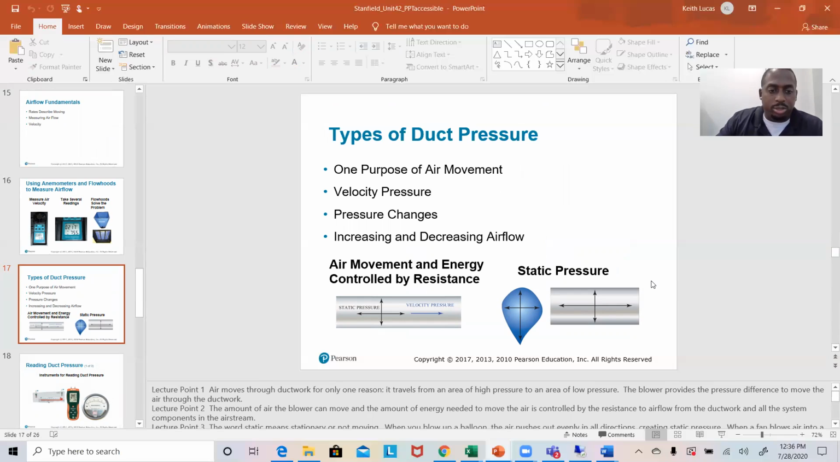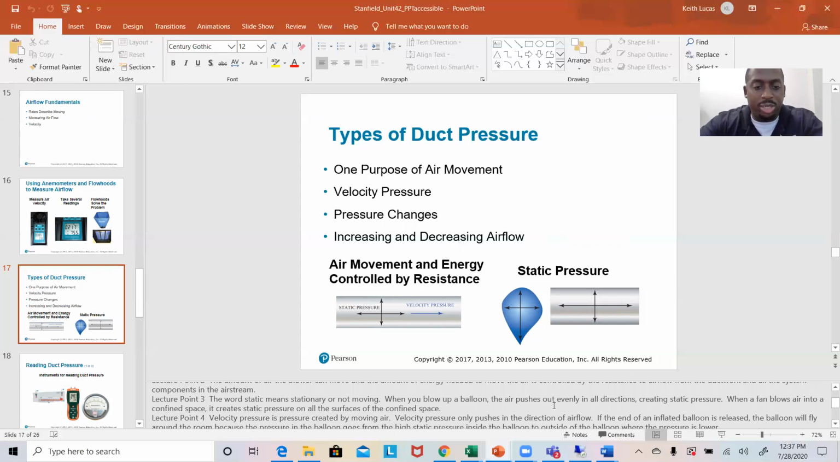Types of duct pressure. Air moves through ductwork for only one reason. It travels from an area of high pressure to an area of low pressure. The blower provides the pressure difference to move the air through the ductwork. The amount of air the blower can move and the amount of energy needed to move the air is controlled by the resistance to airflow, the ductwork, and all the system components in the airstream. So that resistance to airflow they're talking about is static pressure.